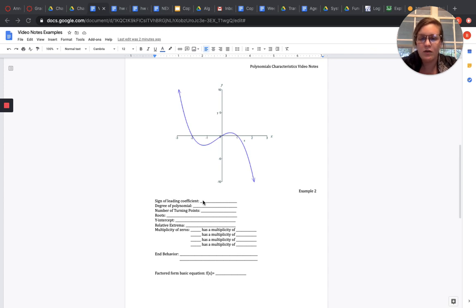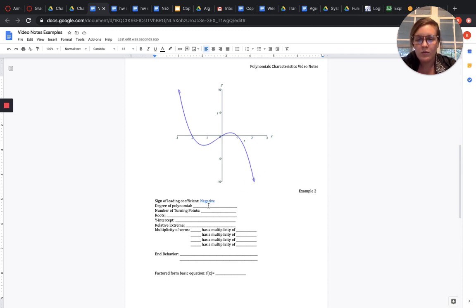All right, so sign of leading coefficient. Remember, sign is positive or negative. That leading coefficient is the first term in the equation. We always look to the right arrow to determine the sign. Since that right arrow is going down, the sign of the leading coefficient is negative. If it were going up, it would be positive. So just negative, not infinity. Okay, because of that right arrow.